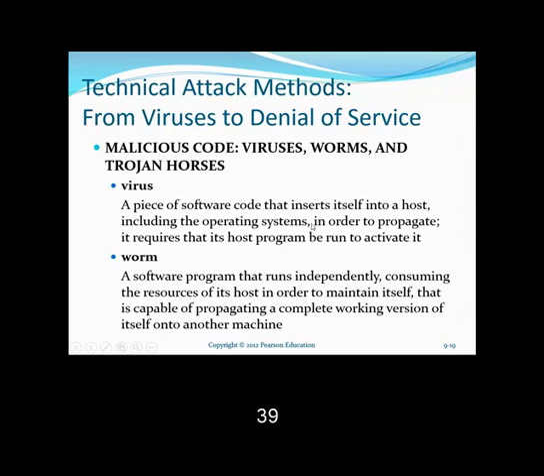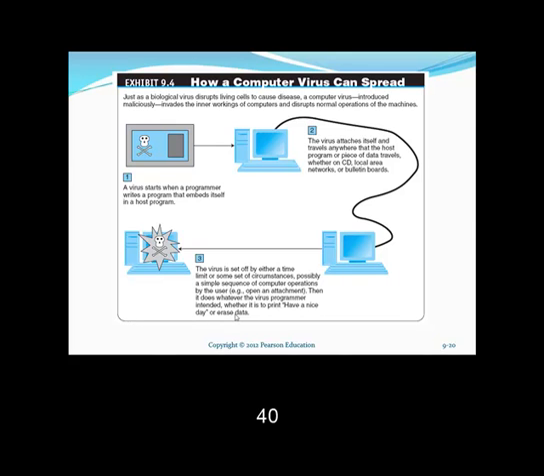A virus is a piece of software code that inserts itself into a host, including the operating system. In order to propagate, it requires that its host program be run to activate it. And then what is a worm? A software program that runs independently. Like a virus, it depends on another entity to spread. But a worm can run independently, consuming the resources of its host in order to maintain itself, and is then capable of propagating a complete working version of itself onto another machine.